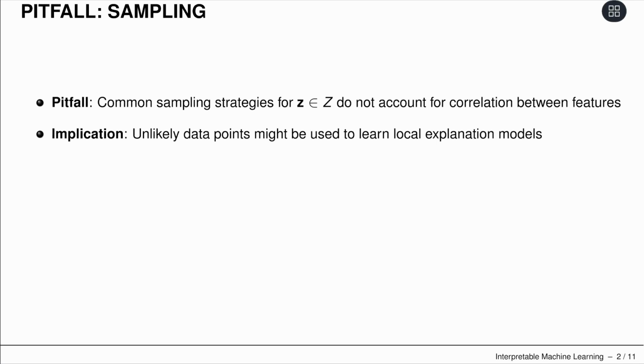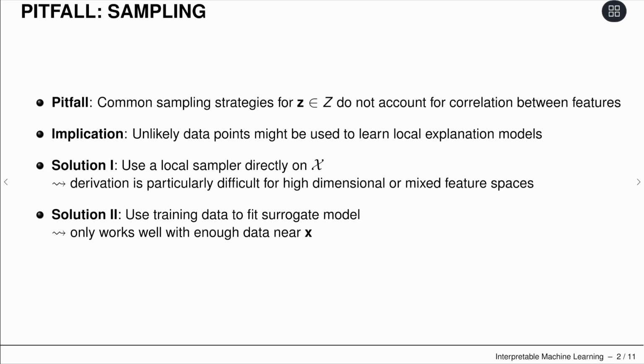So we need to sample our local neighborhood somehow. The problem is most common strategies do not account for correlation between features. So maybe we're now sampling some new data points which are fairly unlikely that we would ever observe in practice, in the real world, right? And nevertheless, we use them to learn a local explanation model. So that could mess up the local explanation method and therefore your explanation in the end.